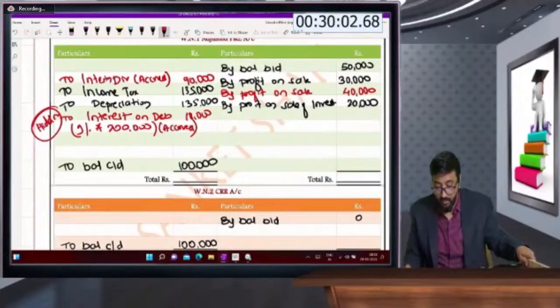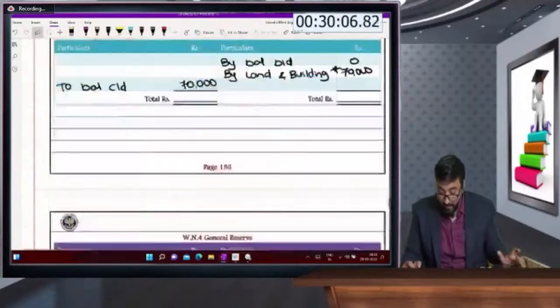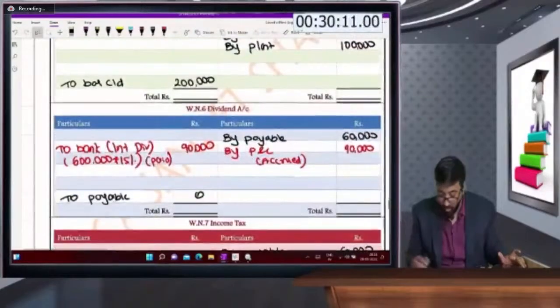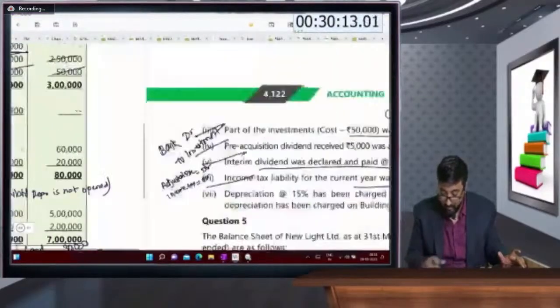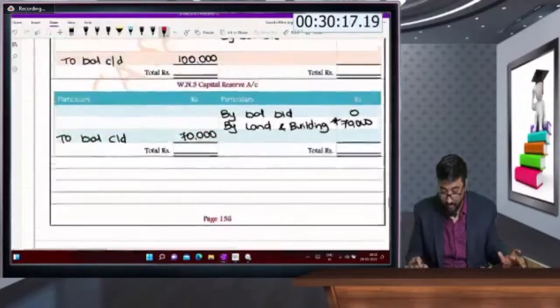इंटरेस्ट तो रिकॉर्ड करना पड़ेगा ना बॉस. And preference shares का कुछ नहीं करना है. So here we have finished all adjustments. Yes, now it's time to close line by line.